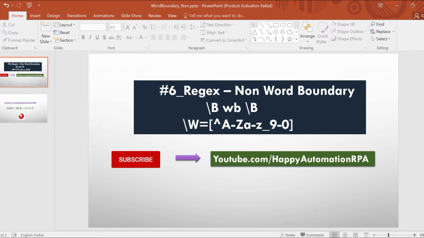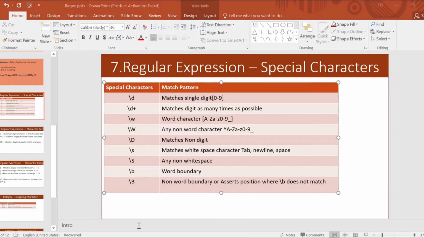We will quickly see the recap of special characters because they are very basic in regular expression. Unless you understand those special characters, we will not be able to write any complex queries. \d matches a single digit 0 to 9. \w matches any word character. Word character means alphanumeric 0 to 9 and underscore.